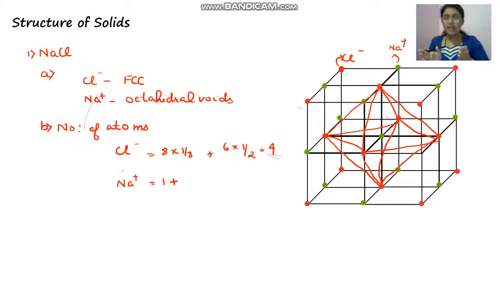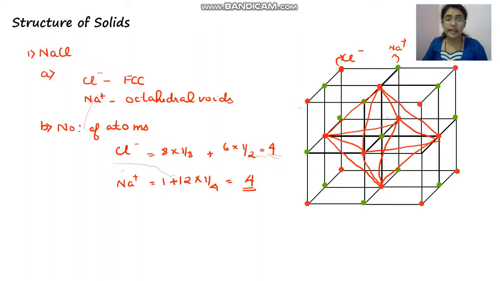This unit cell, the next adjacent unit cell, the cell on the top and the cell at the bottom would be sharing one edge atom. Likewise, we have 12 edges here, so each would give a contribution of 1 by 4 only. So it is 12 into 1 by 4, which is 3, plus 1, that's 4. So we have 4 chlorine atoms, and we have 4 sodium atoms also.